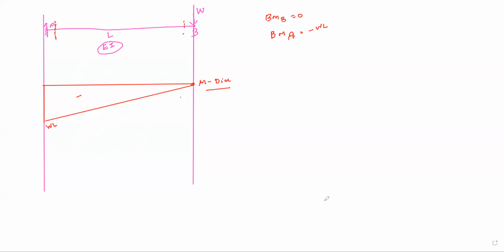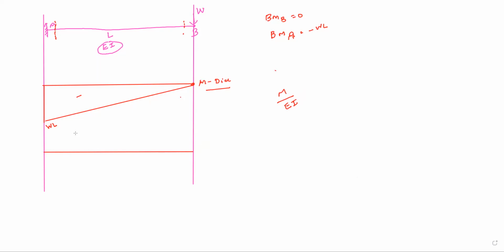Now the next sketch is, but in our theorem which kind of diagram is required? The M divided by EI diagram? Yes or no? We need the M divided by EI diagram. Please confirm me. I am interested in drawing an M divided by EI diagram. Yes, sir.